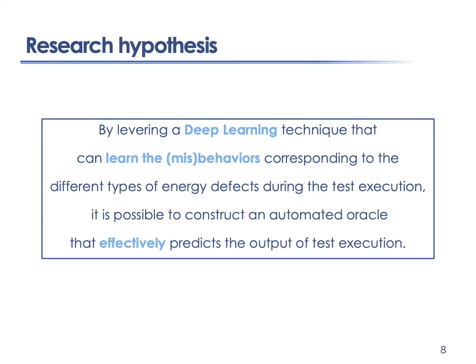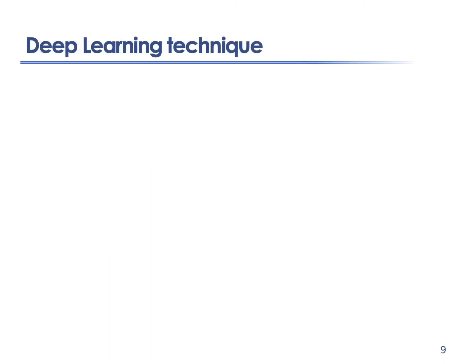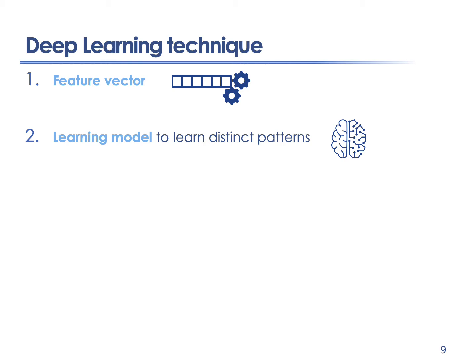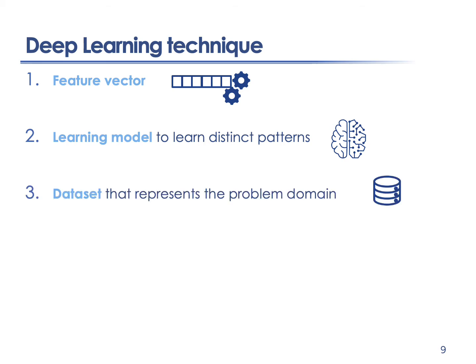Based on this intuition, we hypothesized that by using a deep learning technique that can learn the misbehaviors corresponding to the different types of energy defects during the test execution, we can construct an automated oracle to effectively predict the test execution output. Generally speaking, a deep learning technique should include three main components. First of all, we need to identify a set of features that can represent the characteristics of the phenomena that need to be observed. Next, we need to identify which deep learning model is suitable for the problem. And finally, we need a dataset representative of the problem domain so that the deep learning model can learn the patterns from the dataset.